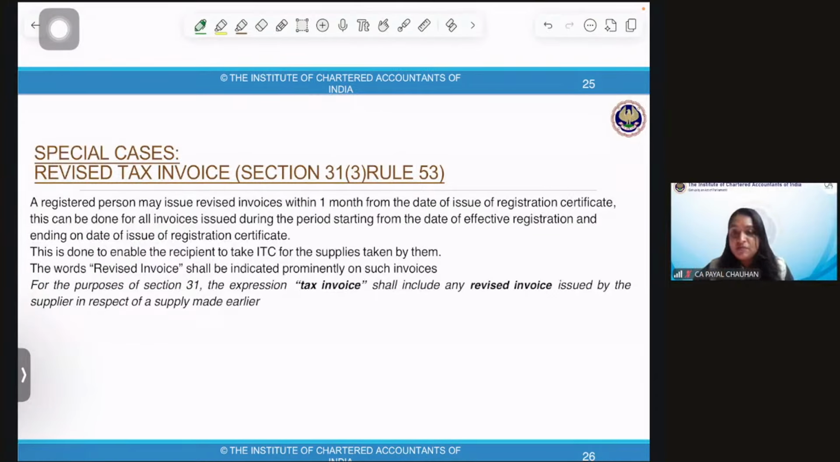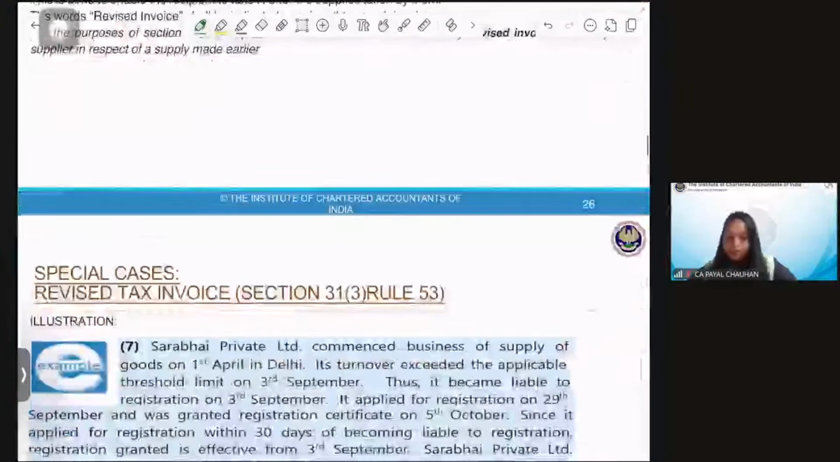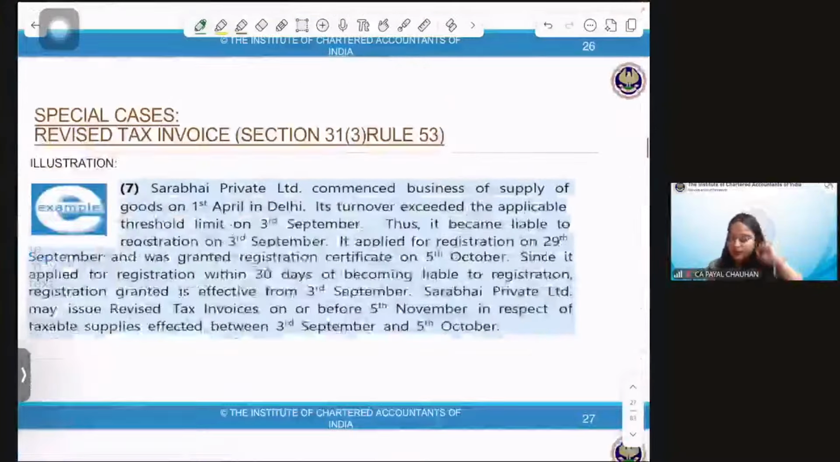Next question to you people. In case of a B2C transaction, is there any alternative available to me? I can issue that because they will not claim ITC. In the same scenario, if I am making the supply to B2C, very good, Navneet. I can issue a consolidated revised tax invoice. Very wonderful.